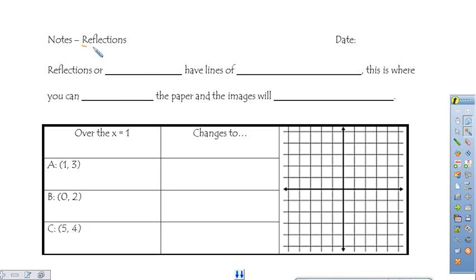We are talking about reflections. The other word that might pop into your mind when you hear reflections is the word flips. So you're flipping the image over. So reflection or flips have lines of symmetry. Symmetry, as I have to say to spell it correctly in my head. This is where you can fold the paper and the images will line up.